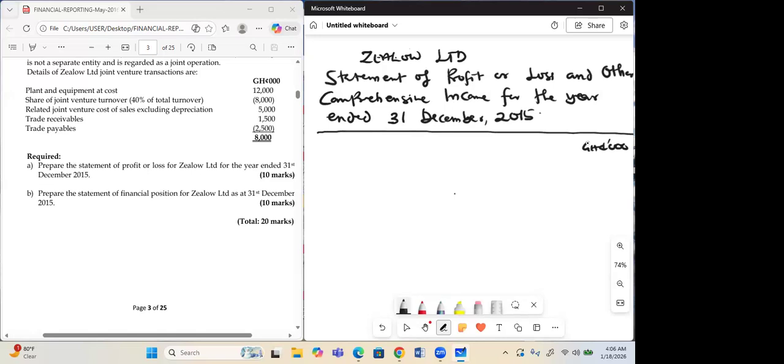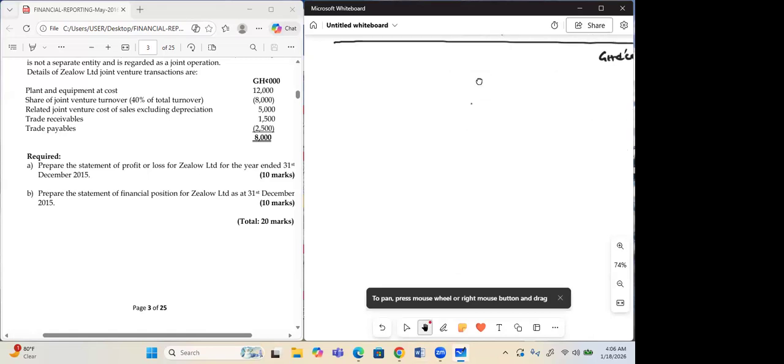Then leave the first page for your statement of profit or loss. Then go to the next page.